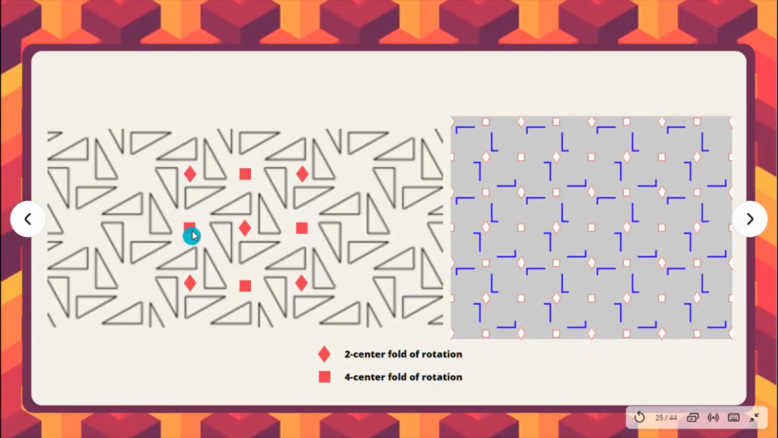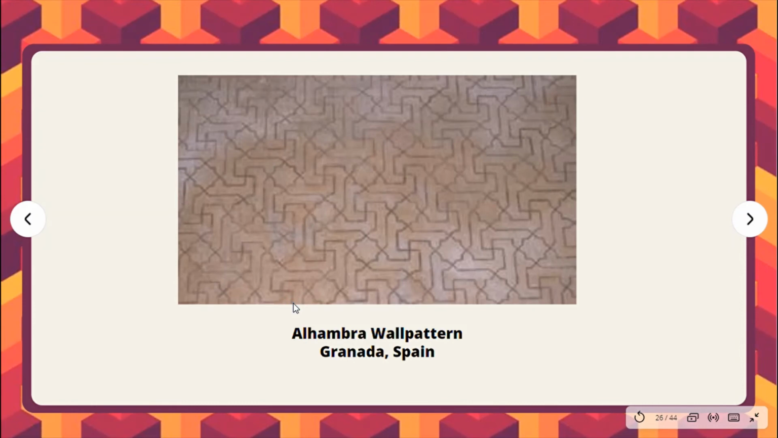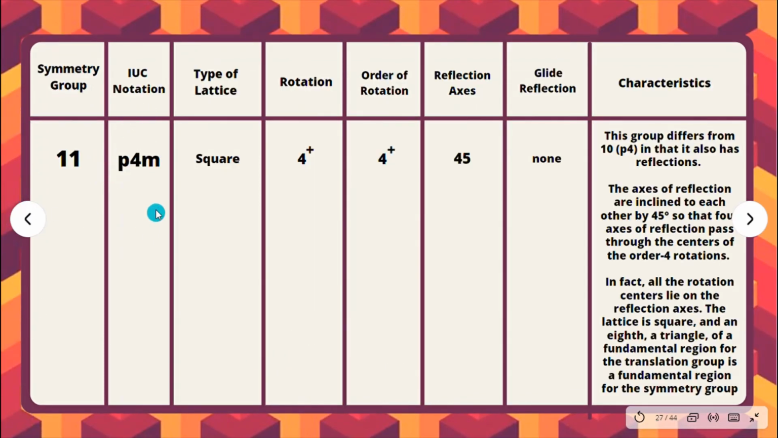Next, we have the square here, since triangle 1, triangle 2, triangle 3, and triangle 4 rotate outwards around this fixed point. And after this composition, we can form this type of pattern. The similar real-life example earlier can be applied here as well. Next, we have the 11th symmetry group, or the P4M in the IUC notation naming system. We have a square lattice type. For the rotation and order of rotation, we have a plus sign here.